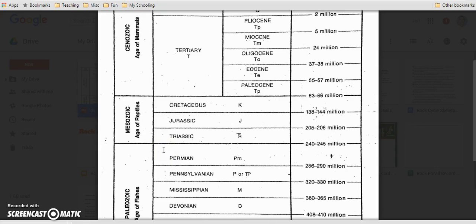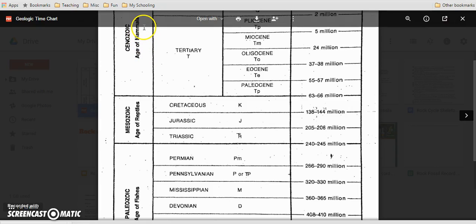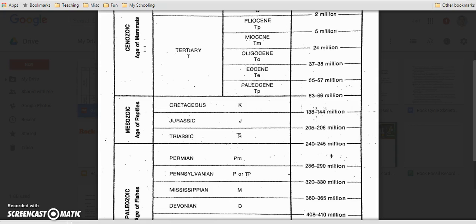Now, a point of clarification: in the age of the reptiles, there wasn't just reptiles at that time. There were some birds and mammals at this time, but it's known as the age of reptiles because reptiles were dominant. And then in the age of mammals, we have reptiles, obviously, but mammals are considered dominant, and we're mammals.